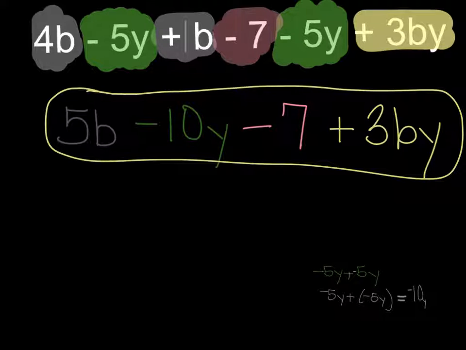Okay, we fully simplified, meaning we combined everything that needed to be combined, and basically it cannot be broken down or simplified anymore. So that's what we're going to leave as our answer.